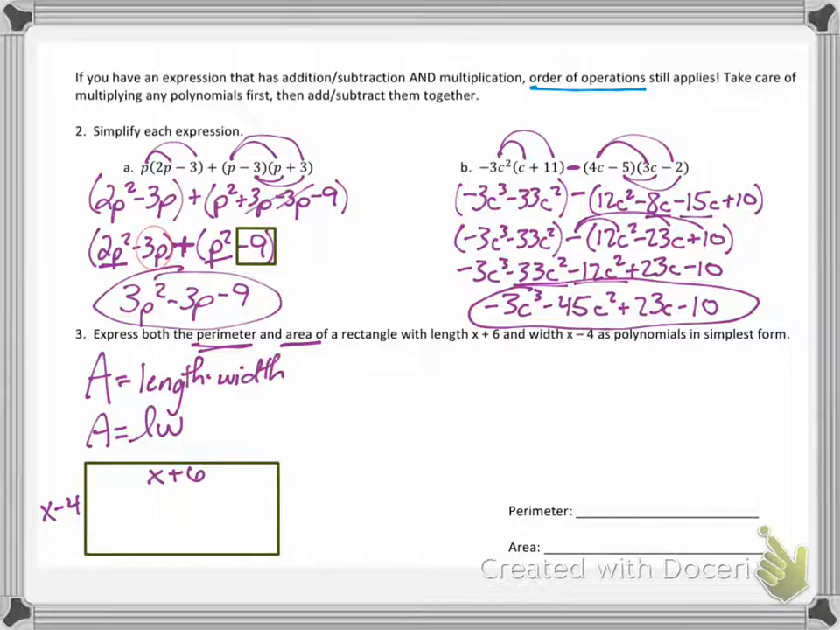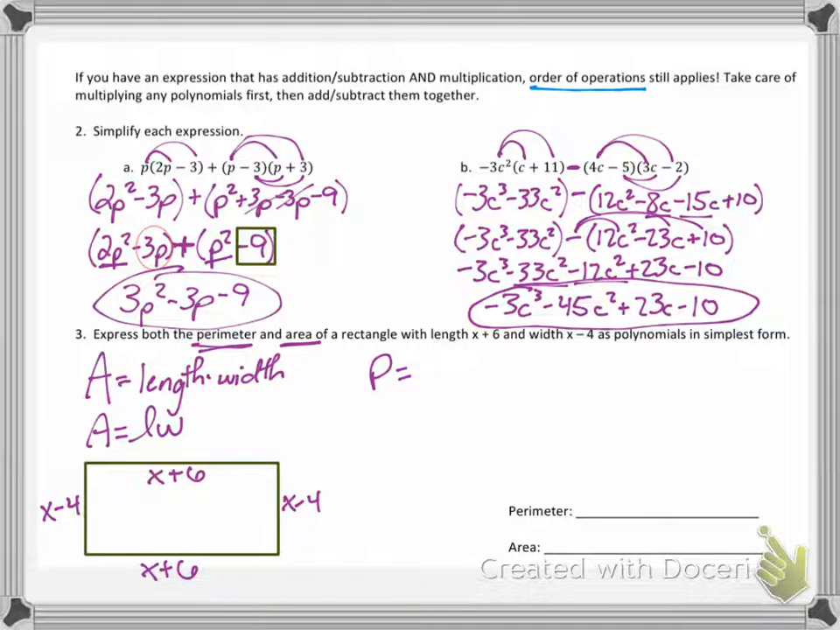Now, let's talk about the perimeter piece first. Perimeter involves me having to go the whole way around the rectangle, not just part of it. So remember, a key property about a rectangle: whatever one side is, the side opposite it has to be the exact same measurement. So if the top of my rectangle is x plus 6, so is my bottom. If the left side is x minus 4, so is the right. So if I'm going to find the perimeter, I need to make sure to have 2 of each of those measurements.